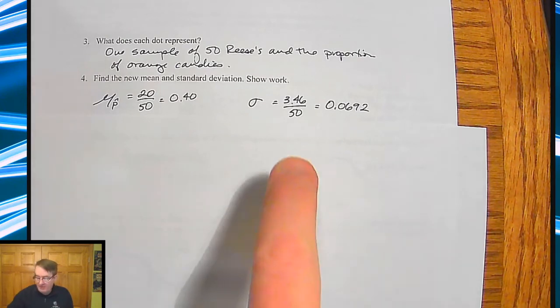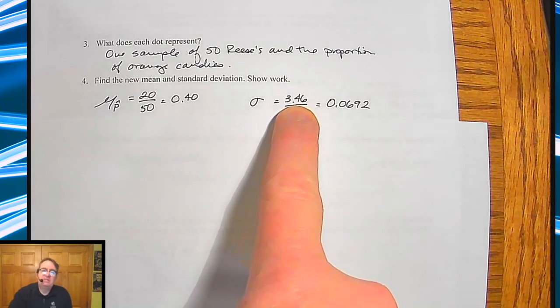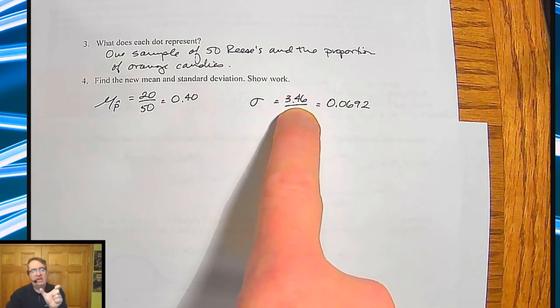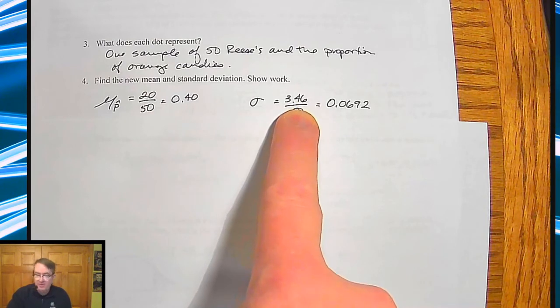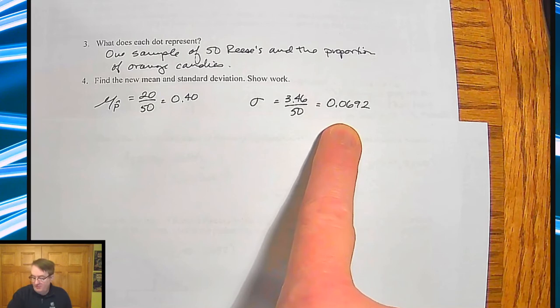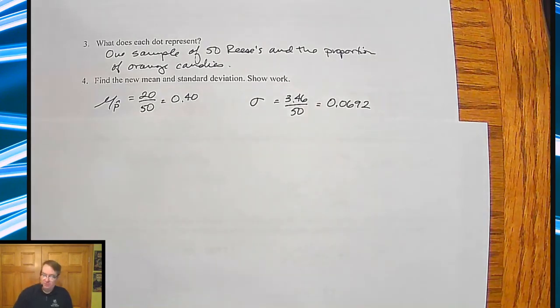For the other one, remember, everything was varying by 3.46 orange candies, right? Typically varies, I should say. So since we're talking about the number of orange candies that things are going apart by, we're going to divide that by 50 as well, and we're going to now get a standard deviation of 0.0692.